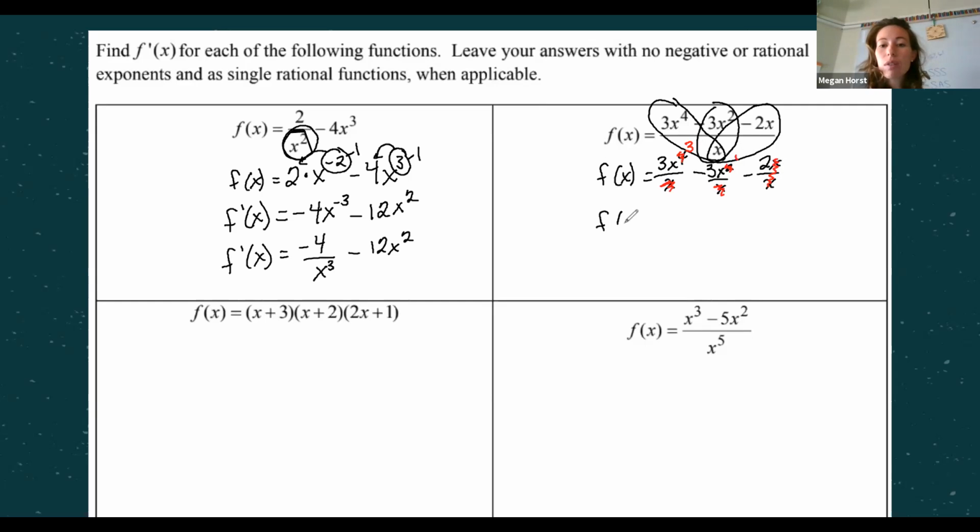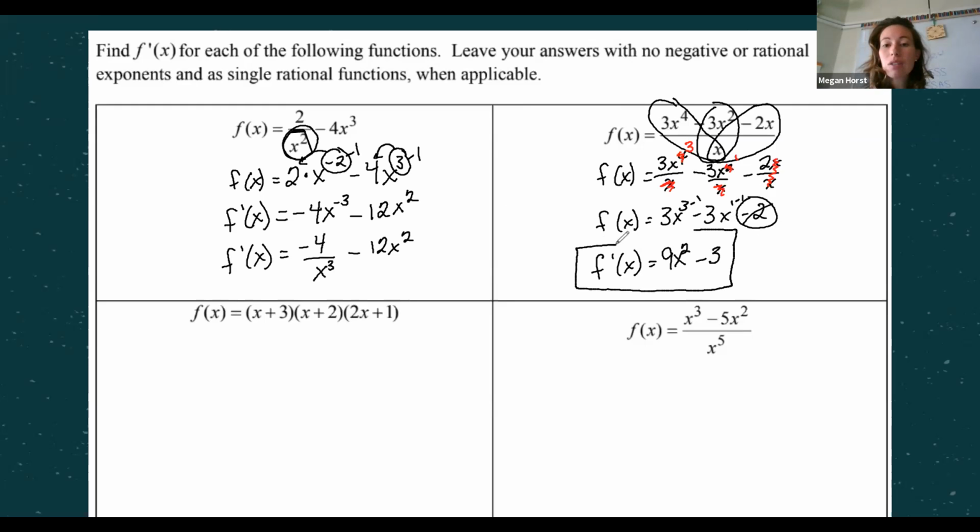So now what I'll be taking the derivative of is just 3x to the 3rd, subtract 3x, subtract 2. So now f prime of x, I get 3 times 3 is 9. I decrease the exponent by 1, that gives me 9x squared, subtract. Now, this has an exponent of 1. 3 times 1 is just 3. And then I subtract 1, I get x to the 0. Well, x to the 0 is just 1, so I can just write 3. And then we learned from our constant rule that the derivative of a constant like -2 is 0, so this just goes away. So f prime of x ends up being 9x squared subtract 3.